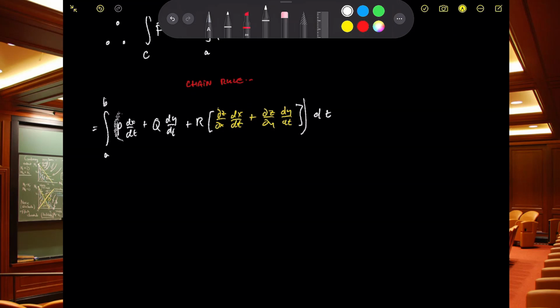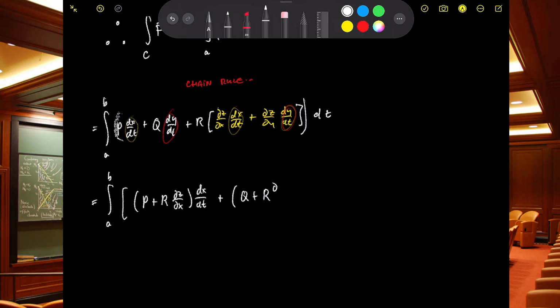And so then with a little bit of algebra, I'm not going to go through all the steps of this part, but what we can do is reorder. We see that we've got some terms that have a dx dt, some terms that have a dy dt. And so we're going to rearrange this to be a little bit nicer. We'll see that this is equal to p plus r dz dx times dx dt plus q plus r dz dy dy dt, all dt.